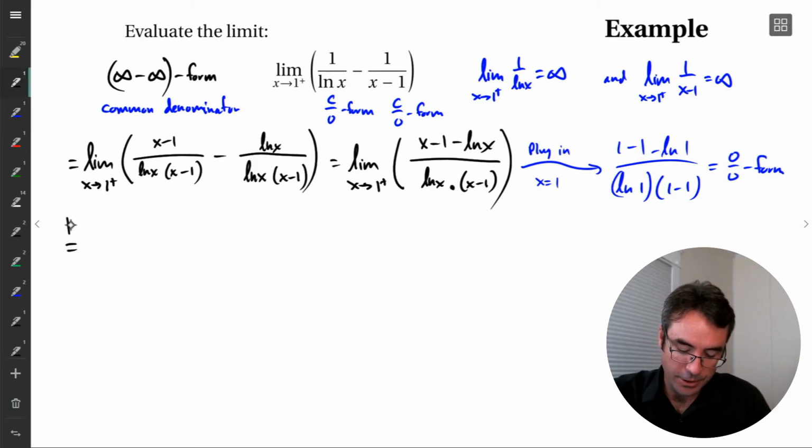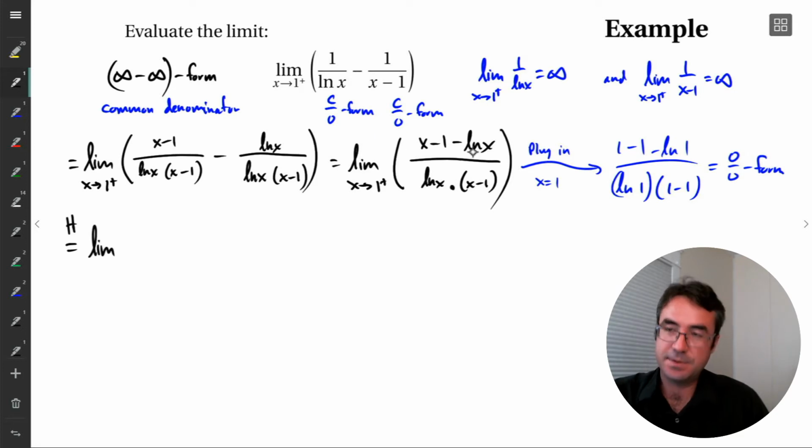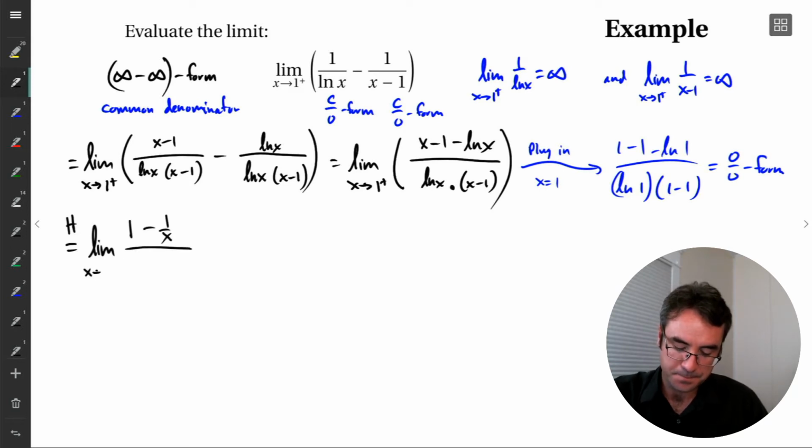So that's what we're going to do. We're going to use L'Hopital's rule, so we put a little h there to indicate what we're doing. And then we apply the derivative to the top of our function and to the bottom of our function here. All right, so let's see what we get. If we differentiate the terms in the top, derivative of x is 1. Derivative of minus 1 is 0, so we won't write that. And then derivative of minus natural log is minus 1 over x. Okay, not too bad.